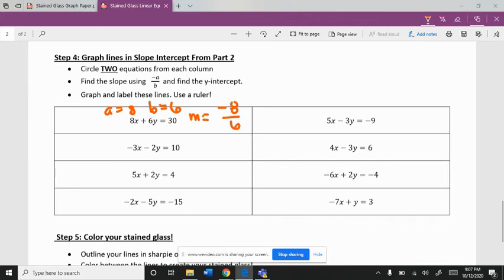Remember, you can always reduce. Divide both of those by 2. That would be negative 4 thirds.